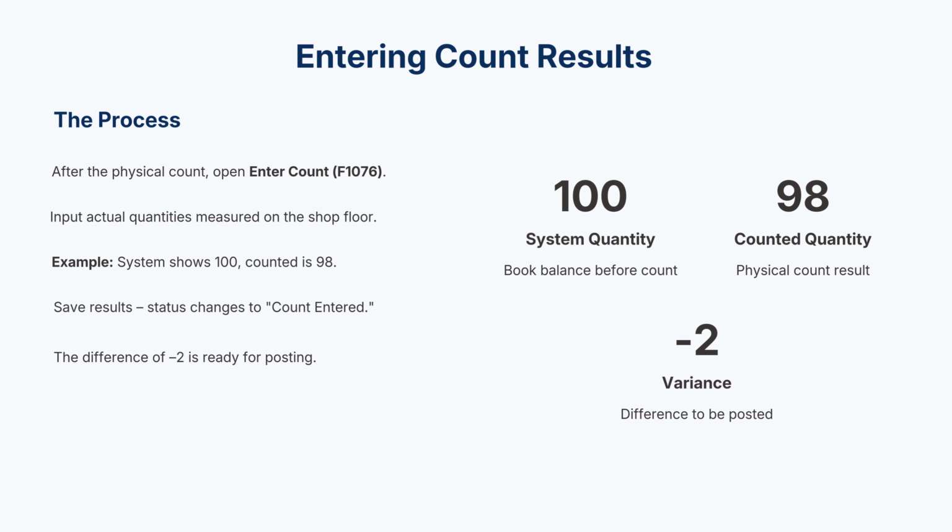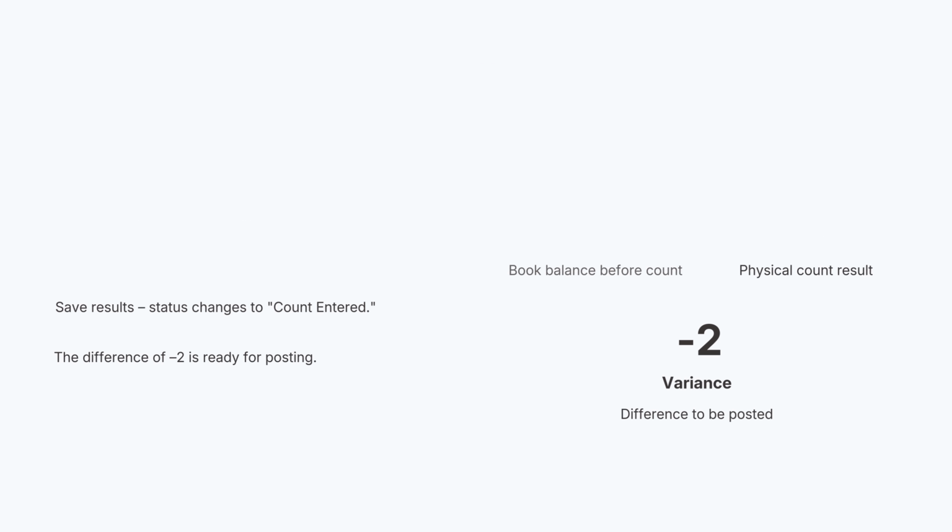Entering count results. After physical counting, open the Enter Count app, FTESM76. Enter the actual quantities observed on the shop floor. If the system shows 100 units and the physical count finds 98, you record 98. Save the entry. The system automatically calculates a variance of -2. Status now changes to Count Entered, ready for review.